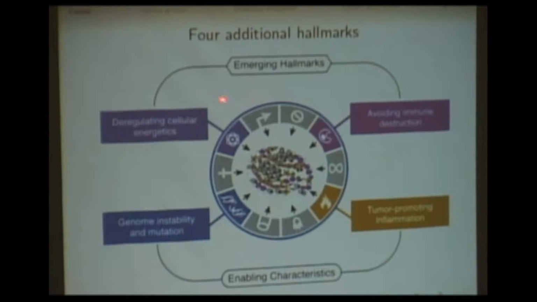This one is avoiding immune destruction, and there's another one with the immune system, this one, tumor promoting inflammation. So these two relate to the immune response, right? So the tumor is recognized as a wound in the body, and the immune system responds to it and sends in macrophages, for example.